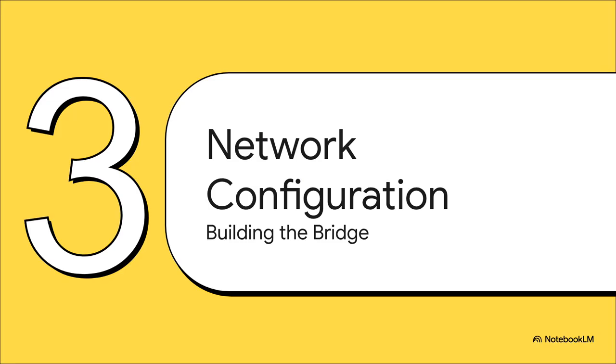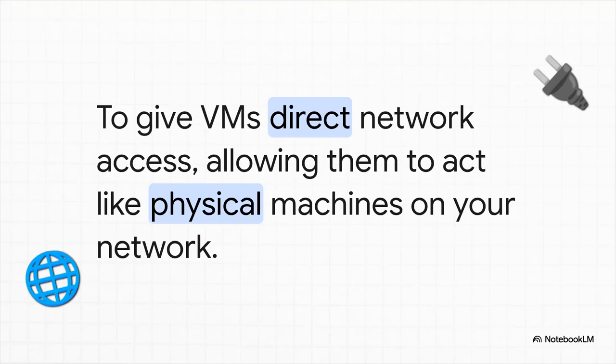Okay, our hypervisor is officially installed. But right now, any VMs we create would be pretty lonely, because they can't talk to the outside world. To fix that, we need to mess with the network a bit. This section is all about building something called a network bridge. So what's the point of a bridge? Well, it's actually pretty simple. We want our new virtual machines to show up on our network just like they were real, physical computers.